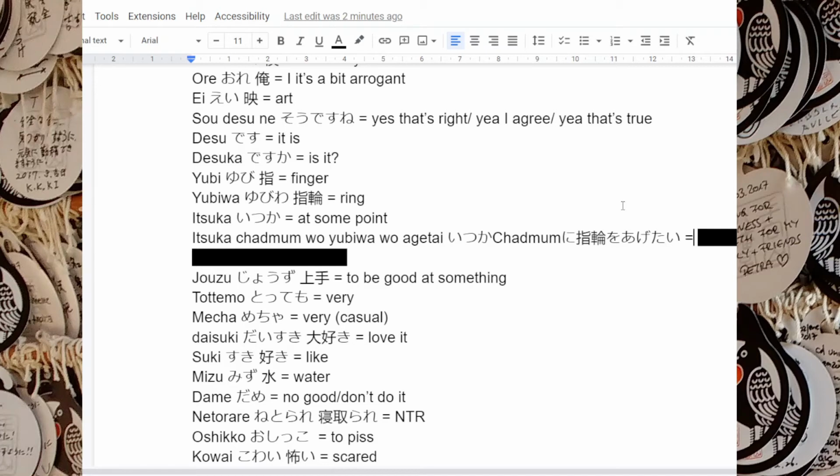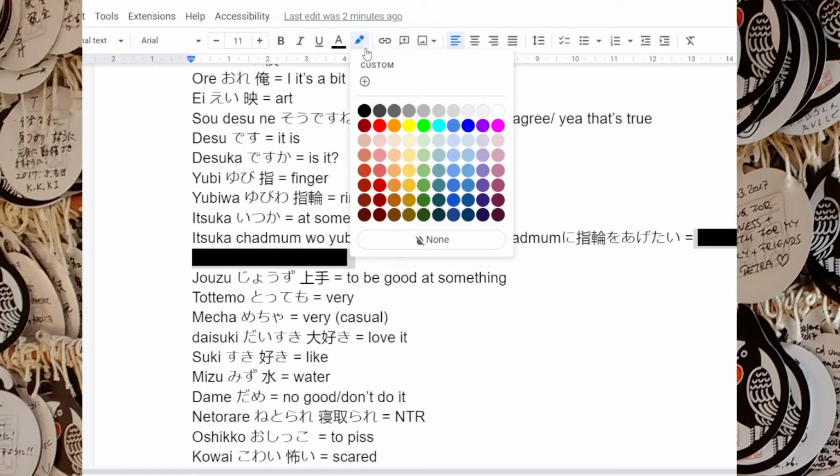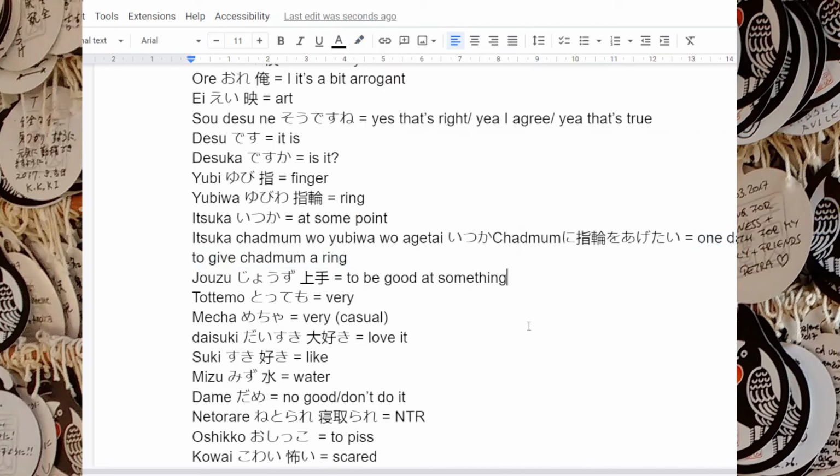Again, I hope you paused. I gave you a good pause in between, but you need more than that. Essentially, it means this. So what you just said is, one day I want to give Chad Mum a ring. Sorry, I kind of trapped you there, but there you go. And this is how you actually say it. Itsuka Chad Mum ni yubiwa o agetai.